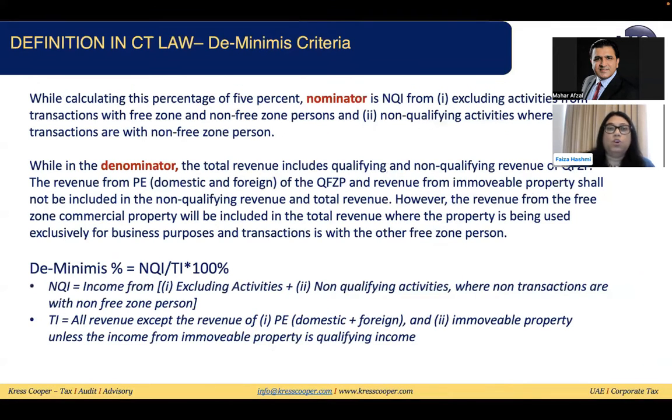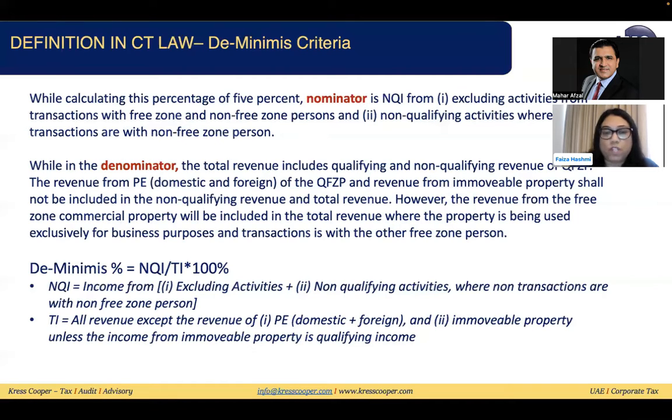Okay. Then there was more information that came for the de minimis requirement on how to calculate it. The de minimis percentage has the non-qualifying income as the numerator and the total income as the denominator. The non-qualifying income is income from excluded activities, which we will be discussing in detail later, and non-qualifying activities, where transactions are with non-free zone persons.